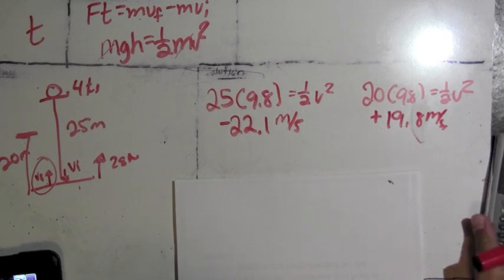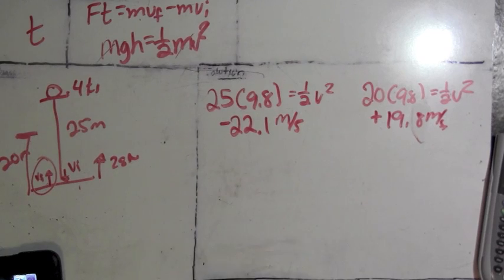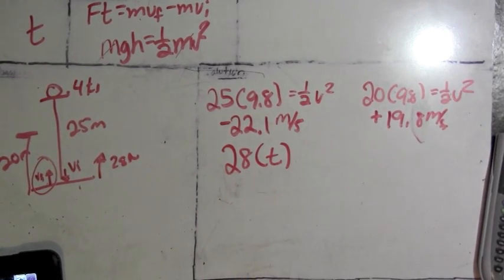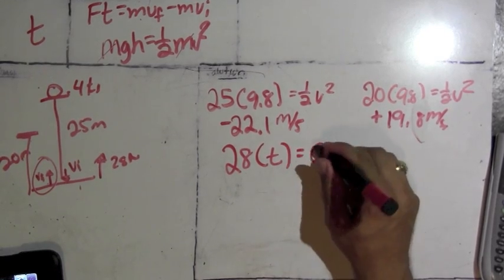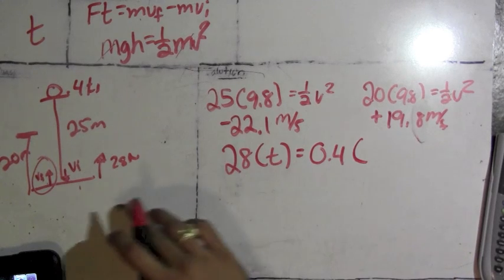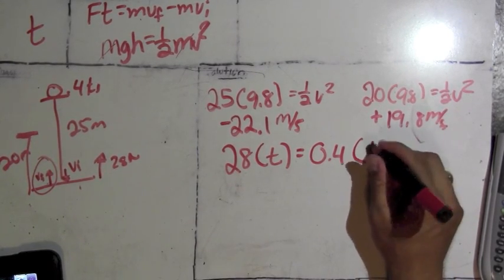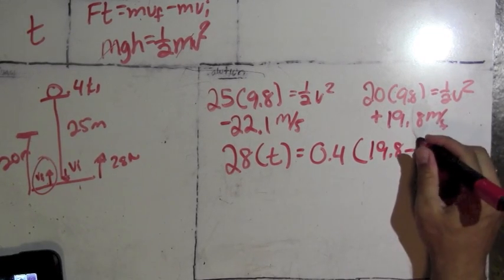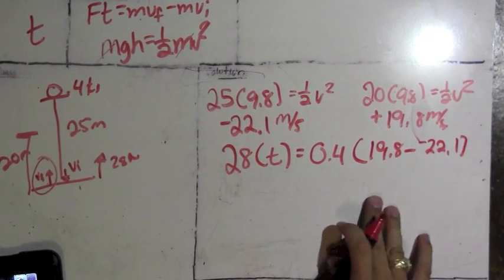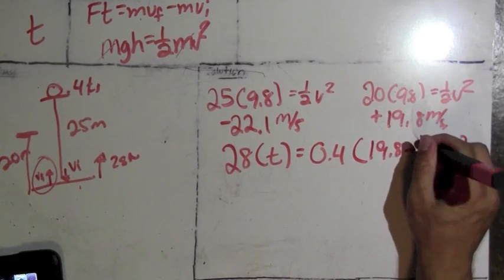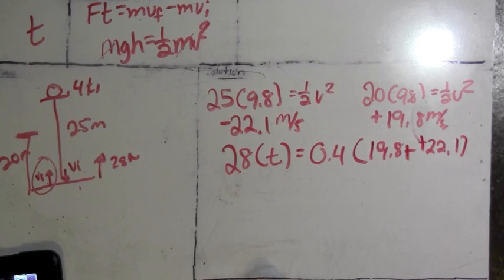Now that I have these two velocities, I can plug into my original equation and solve for the time. It tells me that I have a 28 newton force, and I'm trying to solve for the impact time. I know the mass of the super ball is 0.4, my final velocity is 19.8, and my initial velocity was a negative 22.1. So 19.8, which is my final, minus a negative. Remember, when you subtract a negative, it becomes plus a positive.